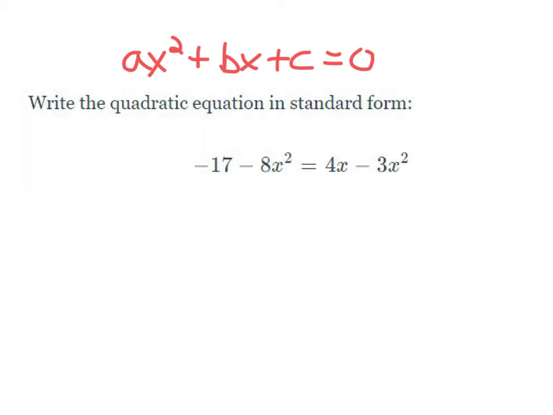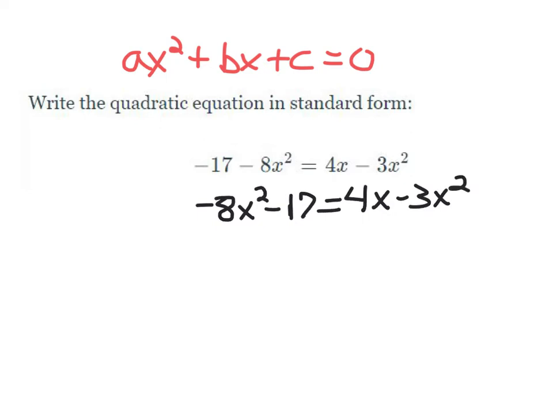So if we want to, well, let me start by doing this. Let me rewrite this. I'm going to write negative 8x squared minus 17 equals 4x minus 3x squared, okay?